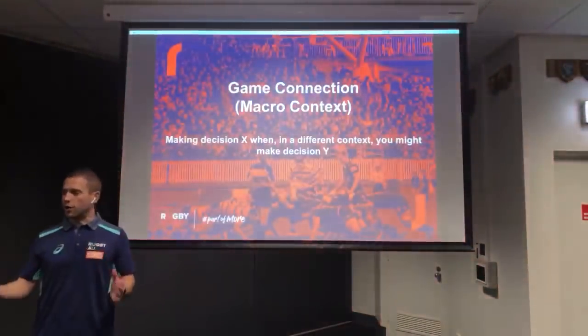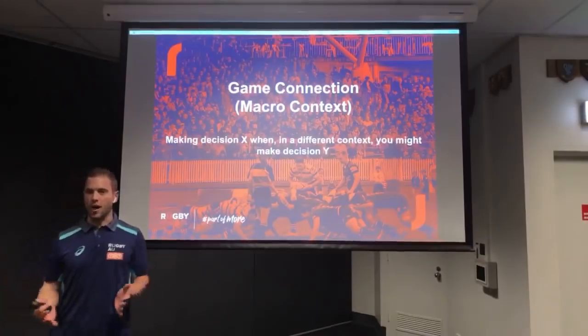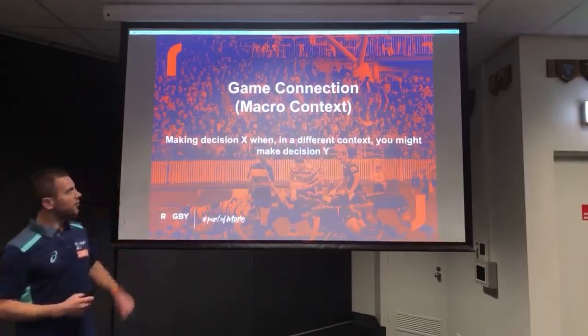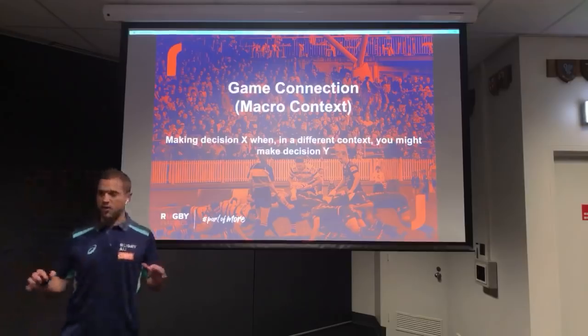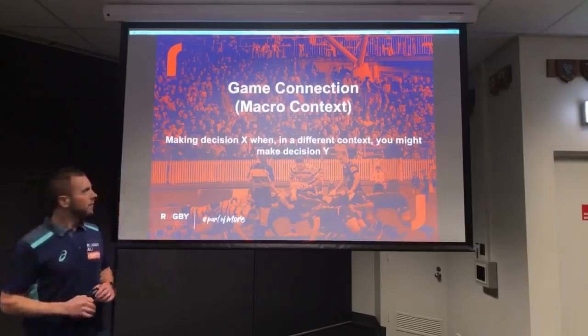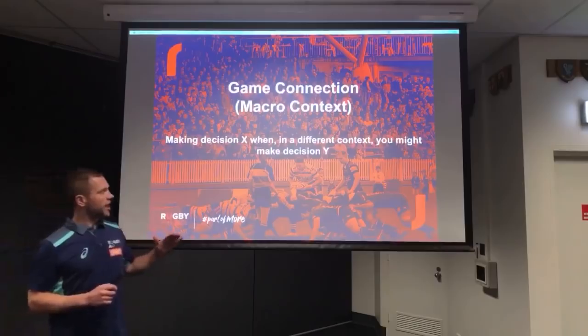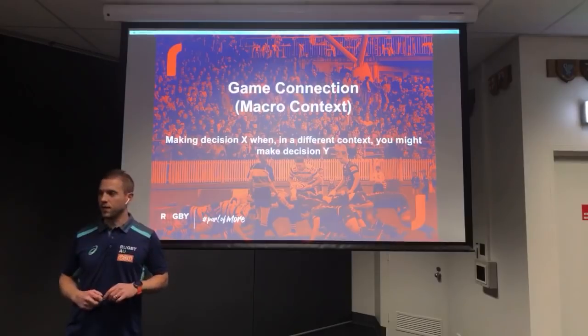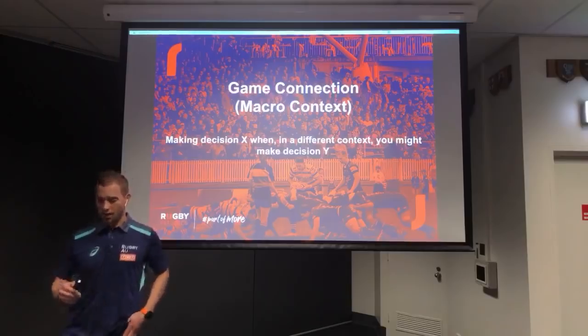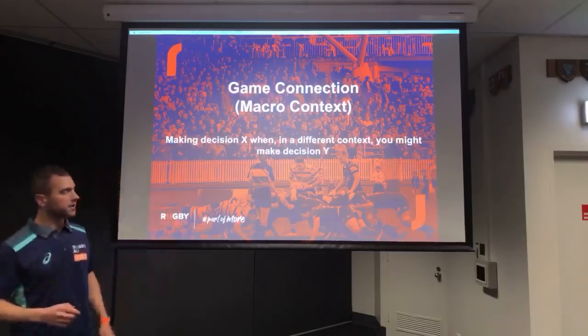So we've had a look at micro, and we're going to sum this all up at the end. Now I'd like to go to macro. So making decisions, so macro, again, big picture, the balcony theme, it's about making decision X when in a different context you might make decision Y. Got some examples and some scenarios to work through to articulate that point.